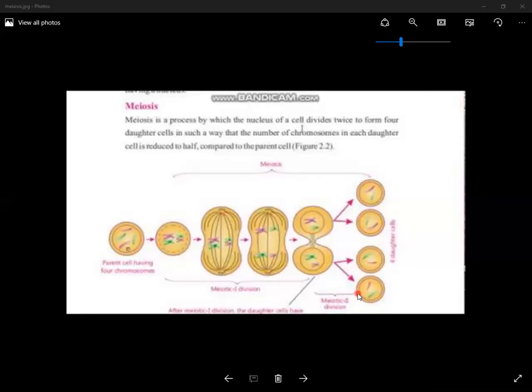Meiotic 2 division is similar to mitosis, in which the number of chromosomes does not reduce and remains the same as the parent cell. Okay, students, have you got it?